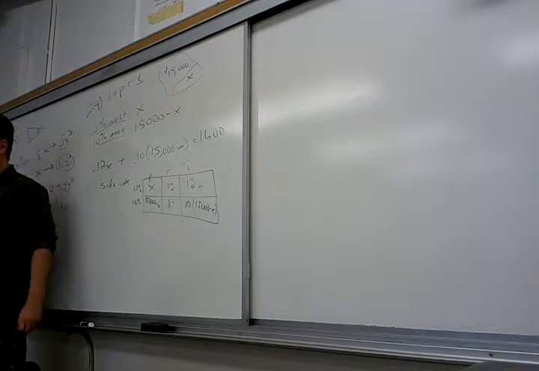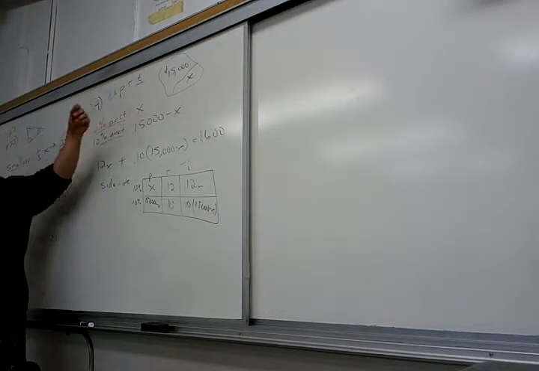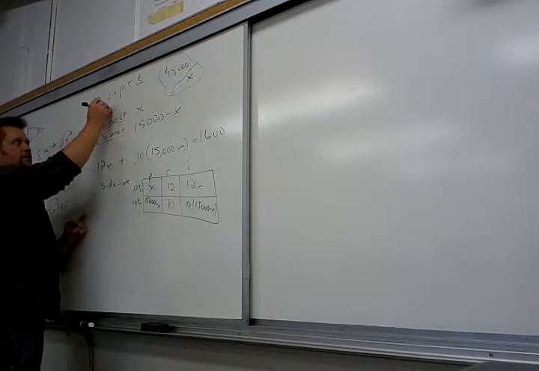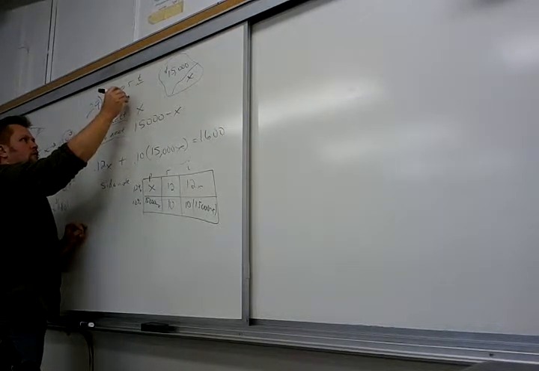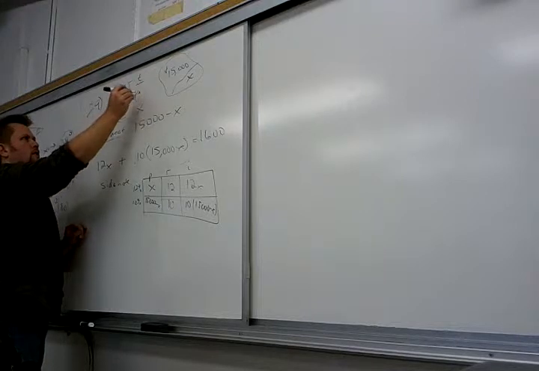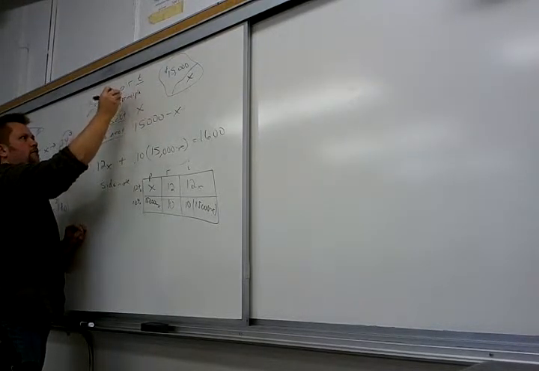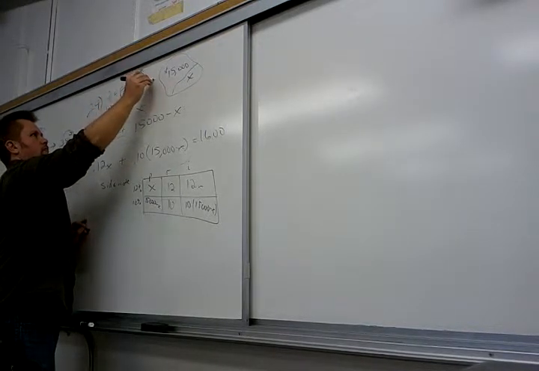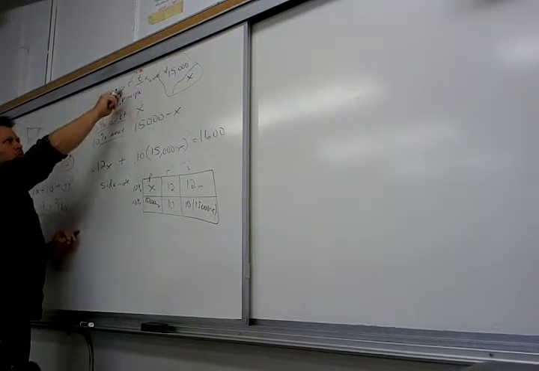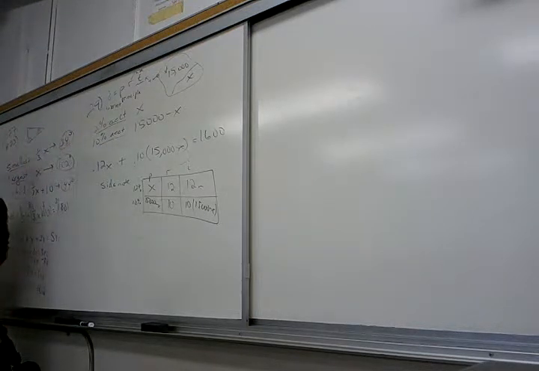Rate and T, T is time. I is interest. Principal. I always forget if it's rate and time. Principal, that's good, Jeff. Okay. Rate. And time. So this is I equals PRT. Right?